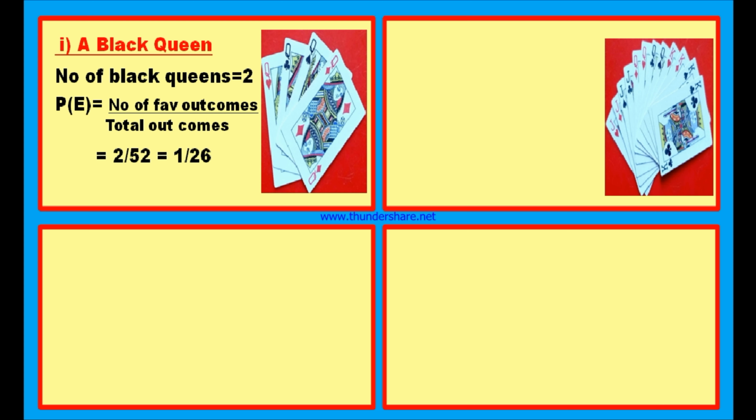4 jockeys, 4 queens and 4 kings. These 12 cards are said to be face cards. Here we have to find the probability of getting a face card from a deck of cards. Now how many face cards do we have? We have here in this diagram, it is clear that there are 12 face cards.